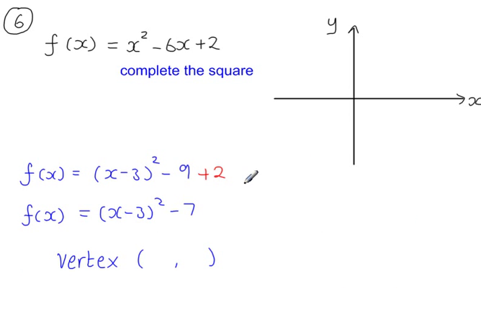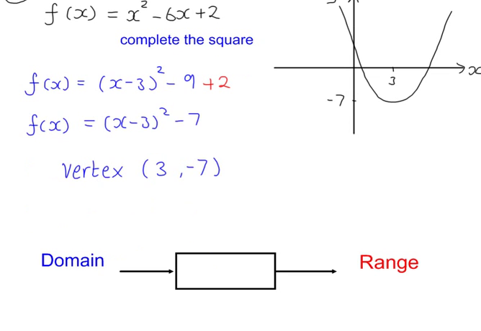Example 6. We complete the square to get this. The vertex will be at 3, minus 7. So the domain, x can take any real value. The range, the lowest point here is y equals -7, so y is greater than or equal to -7. So the completed square form here is really useful.